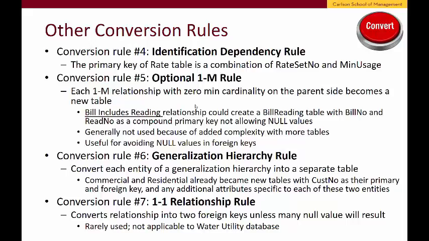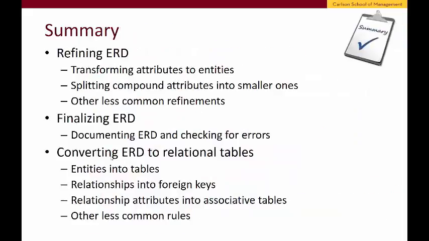This is generally not used, as this bullet is pointing out, because of added complexity with more tables and implementation issues and so forth. But it is useful for avoiding null values in foreign keys. Conversion rule number 6, we already use generalization hierarchy rules separating the customers into commercial and residential. I'm not going to talk about that one anymore. And finally, conversion rule number 7, we are not going to use at all. It's probably the most rare because one-to-one relationships are not used very often, and as such will not be used in class.